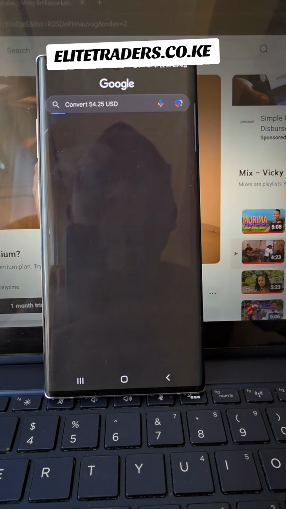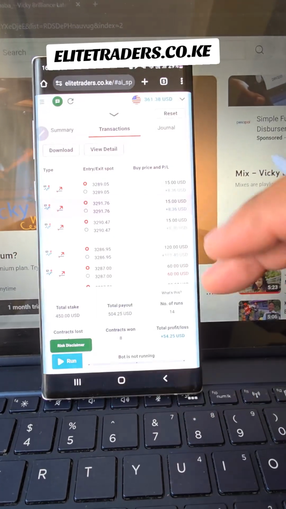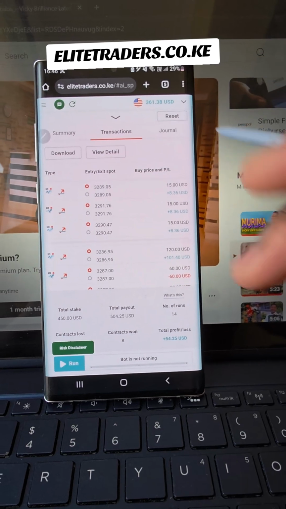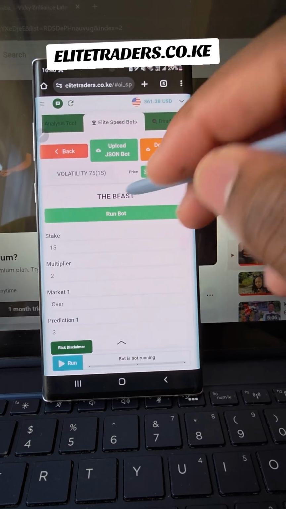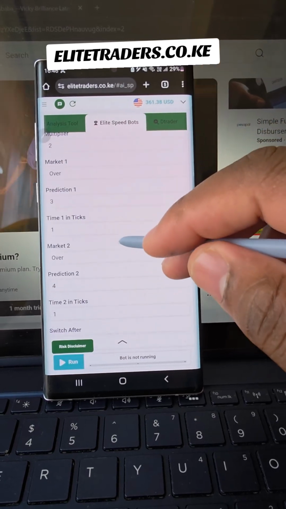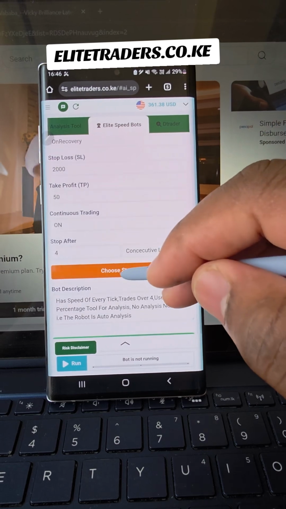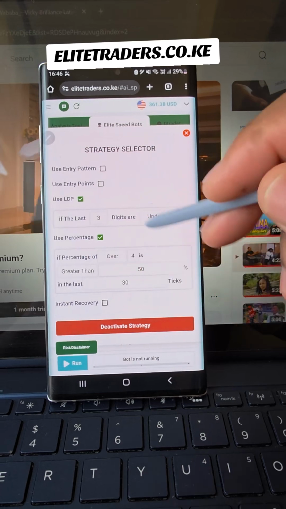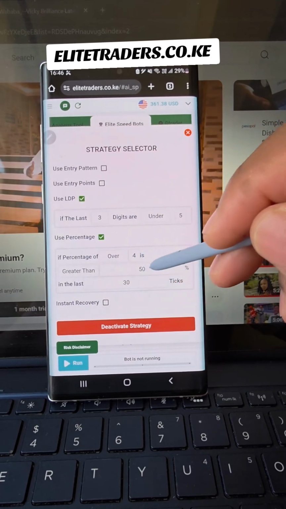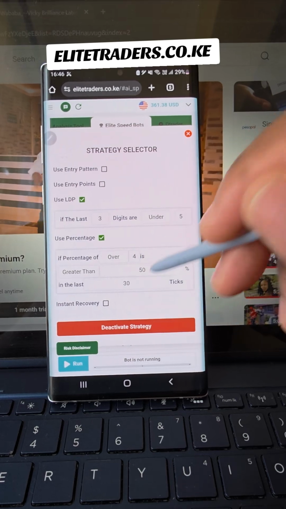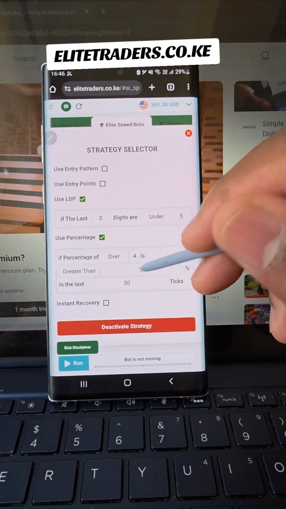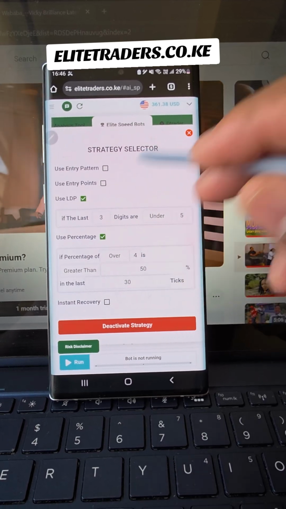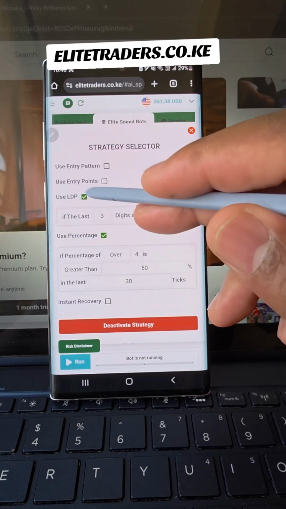And just check, we made 7,000 auto trading. So 14 trades, 8 wins, and how many losses? 6 losses. So this is how this robot is actually working. Let me go to this part we call choose strategy. The first condition this robot is using is that the over 4 market has to be more than 50% in the last 30 ticks. The second condition is on the use of the LDP.